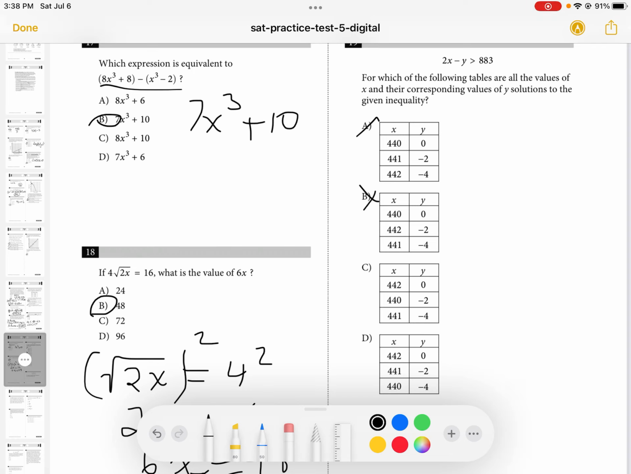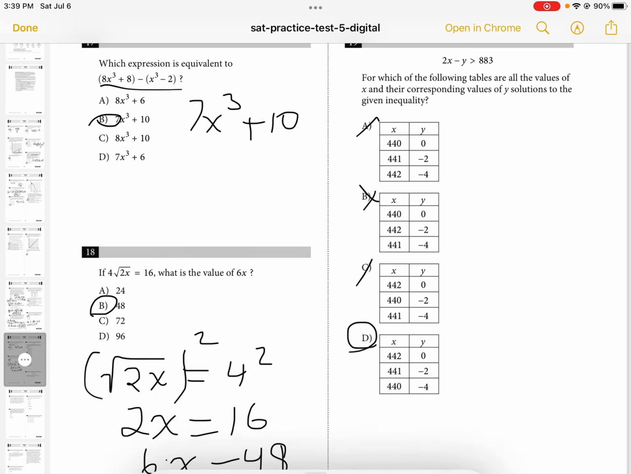Right, so let's check table C. If we plug in x equals 442 and y equals 0, we get 884 is greater than 883, which is true. What if we plug in the next value? We get 882 is greater than 883, which does not work, so D is the only possible answer choice, right? And if you plug them in, all of them work.